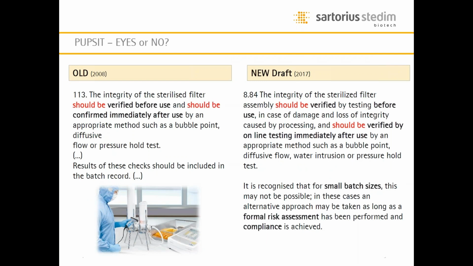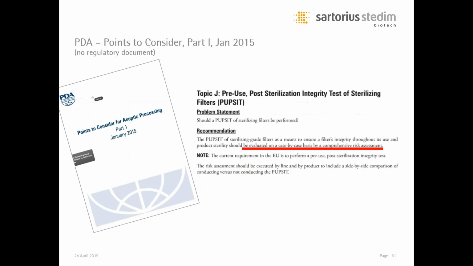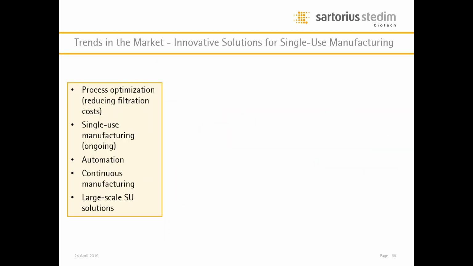So anyhow, I think we have to be prepared in a way that pre-use, post-sterilization integrity testing will be seen as a must in future also in Europe. There are some nice things, like it is recognized that for small batch sizes, this may not be possible, but there's no clear definition what a small batch size is. So a lot of discussion right now, and hopefully the final version will give some final clarification for that. So the FDA in the US, it's seen differently. So here it's different wording. So that's the reason still why we have fewer requests from the US compared to Europe when it comes to pre-use testing. That's finally the trend that we see.